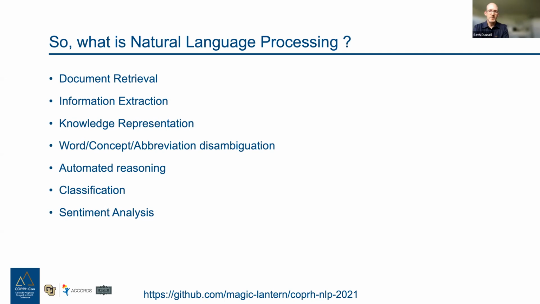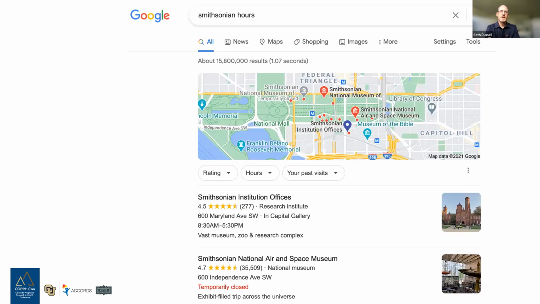So, a high-level overview of main areas of natural language processing: document retrieval, information extraction, knowledge representation, word concept disambiguation, automated reasoning, classification, sentiment analysis. I'll show you a few examples of some of these, and we'll dive into a little more detail. Document retrieval is a very common thing that people have used ever since the internet came around. Back to Ask Jeeves and some of the even earlier ones.